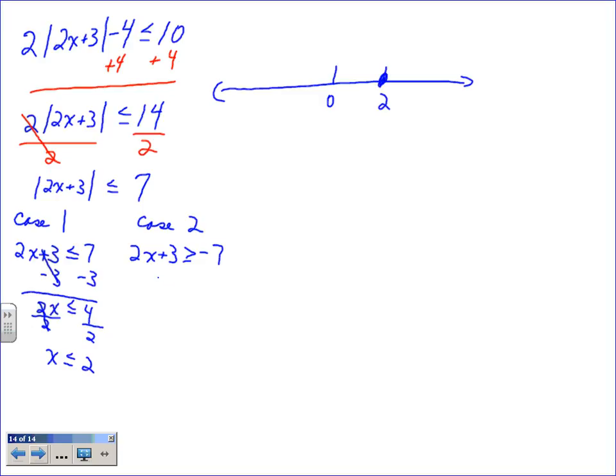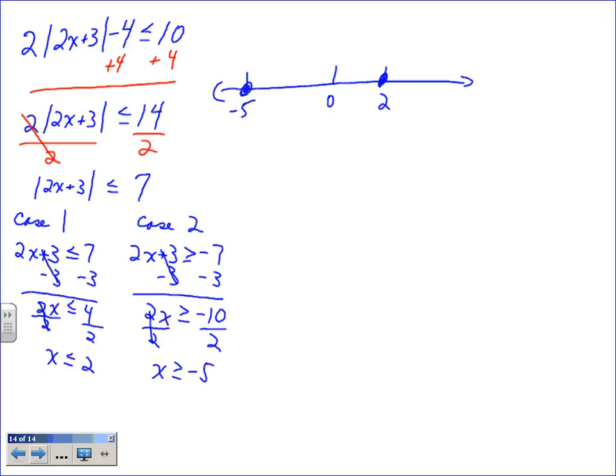For the other side, in case 2, I'm going to do the same thing. Subtract 3 from each side. 2x is greater than or equal to negative 10. And divide by 2. X is greater than or equal to negative 5. I didn't divide by a negative, Austin, so I don't have to flip that sign, right? Because I divided by a positive 2. Well, here's 2. Over this side is negative 5. Also a closed circle.